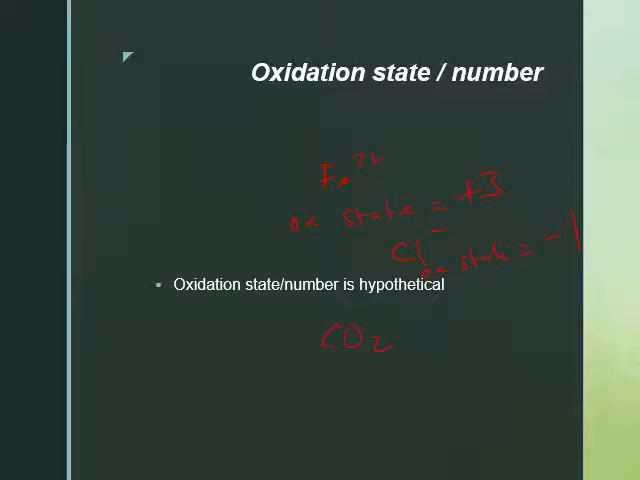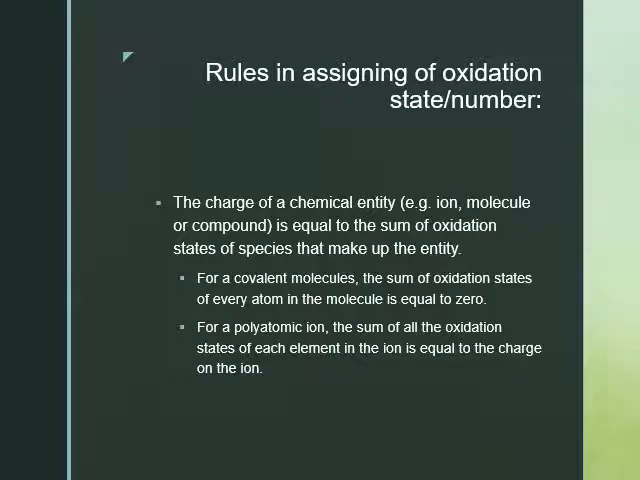However, in some cases whereby you have covalent bonds like CO2, it is also possible to count the oxidation state. In this case, there are some assumptions. It is calculated based on a theoretically ionic world. And how we calculate for covalent, we will carry on in the next slide. So first of all, there are some rules. The first rule is that the charge of the chemical entity is the summation of all the oxidation states.